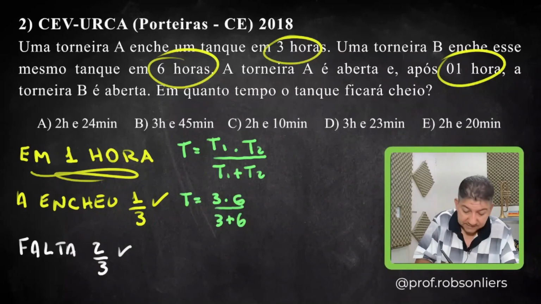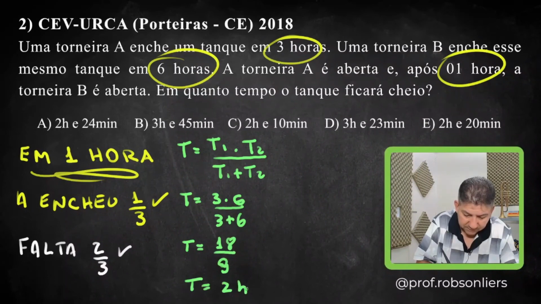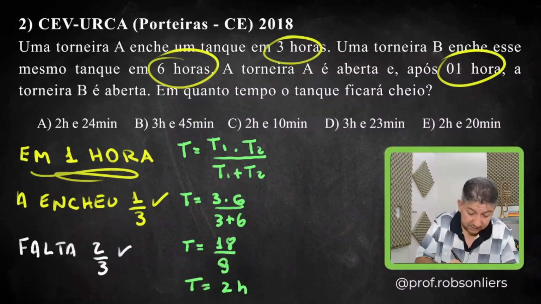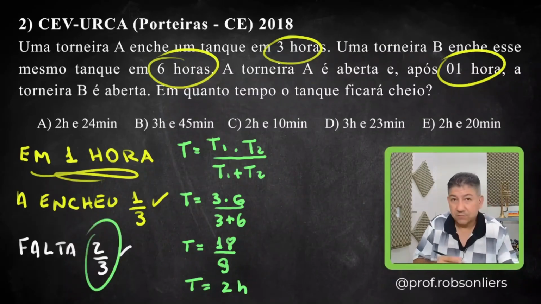3 times 6, 18. So T will be equal to 18 over 9. So we conclude that together they take 2 hours to fill the tank. Now we don't want this total time. We want to calculate here. Look, 2/3 are left. We know that together they take 2 hours to fill the whole tank, so we just need to calculate 2/3 of 2 hours.